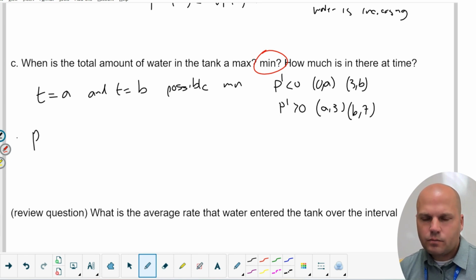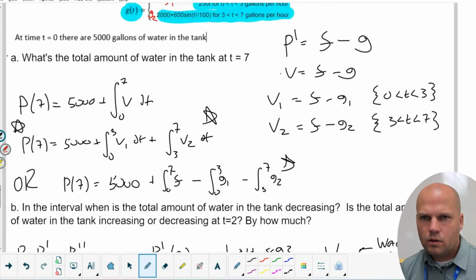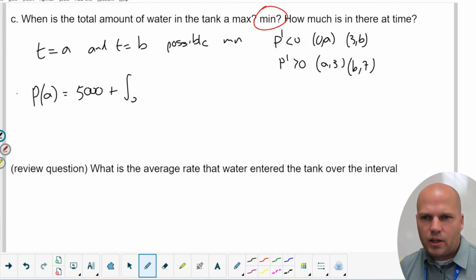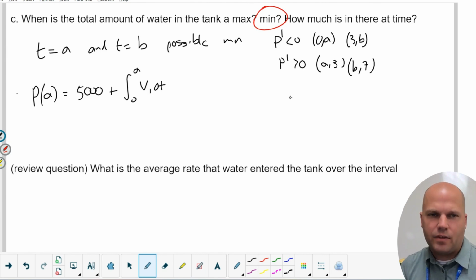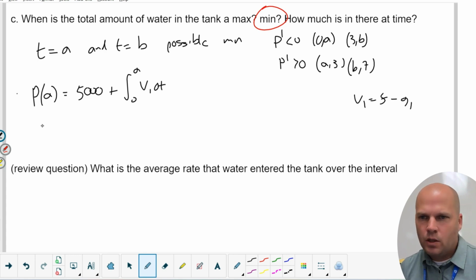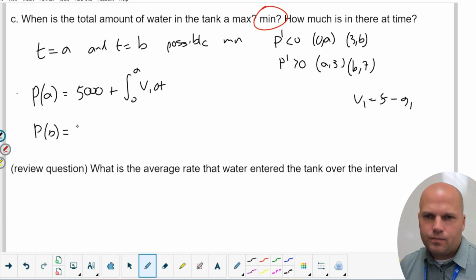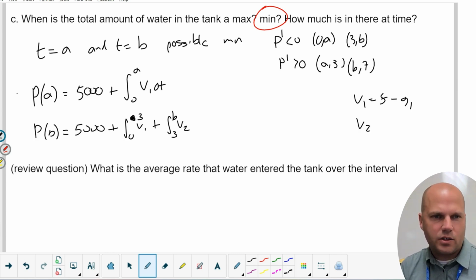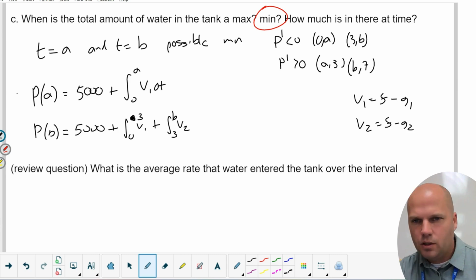Now I'm going to find P of A by taking my 5,000 gallons that I started with, or is it 3,000 gallons? 5,000 gallons. Don't forget these extra values. Adding my accumulation from 0 to A of V1. I'm going to make sure I wrote down that V1 equals F minus G1. And then I'll find P of B, which you can go off of A or you can just start from the start. My 5,000 plus my accumulation from 0 to 3 of V1 plus my accumulation from 3 to B of V2. Because V2 is different than V1, I can't accumulate over your entire interval. So I'm going to do that.